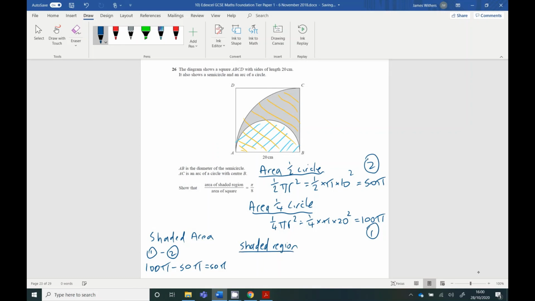over area of square equals the 50 pi I've just worked out over here, divided by the area of the square. Now the square is 20 times 20, which is 400. So that's 50 pi over 400. Now if I divide the numerator and the denominator by 50, I'm left with pi over 8, which is what the question required me to show.